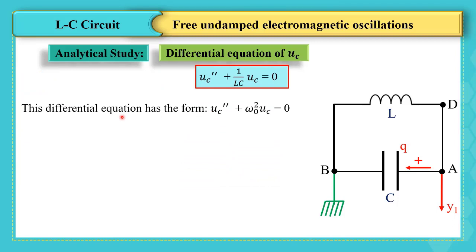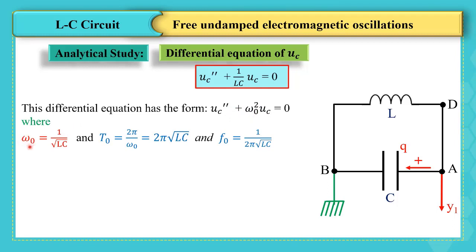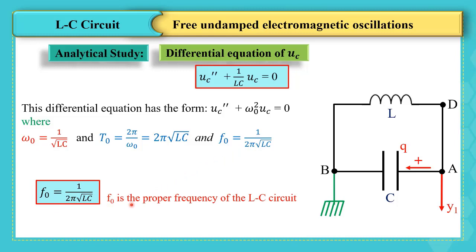Since this differential equation has the form of U_C double prime plus omega 0 squared U_C equals 0, we can say that omega 0 equal 1 over radical LC, and since T0 equal 2 pi over omega 0, so T0 will be equal to 2 pi radical LC, and F0 will be equal to 1 over 2 pi radical LC. F0 is the proper frequency of the LC circuit.